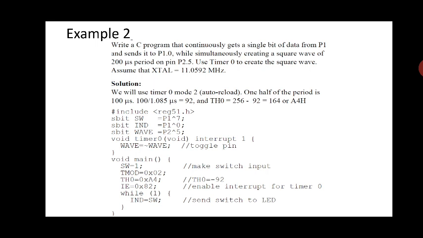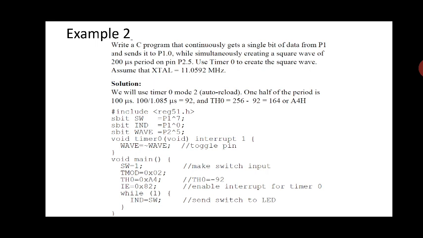This is the standard equation we have discussed. How much period do you require? 100 microseconds. 100 microseconds divided by 1.085 microseconds. I hope you got the 1.085: that is 12 divided by 11.0592 megahertz, which gives 1.085 microseconds. We get here 92.